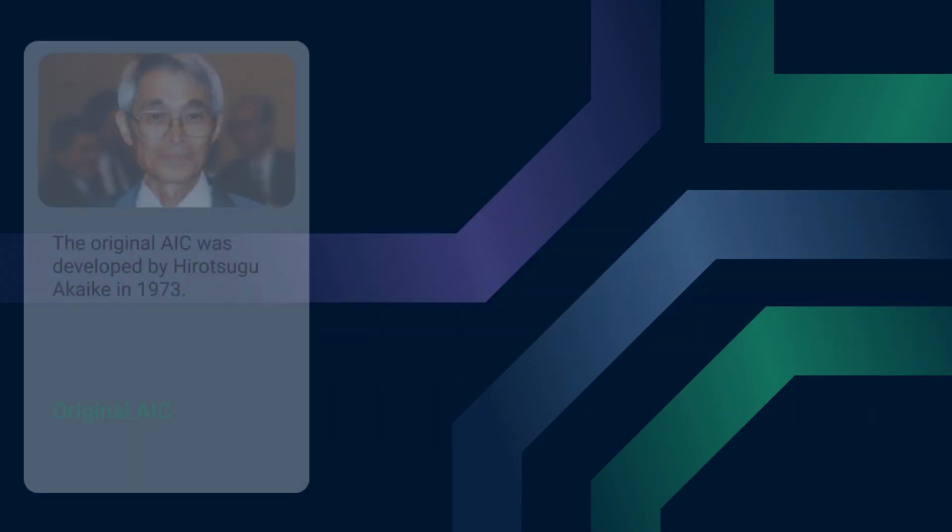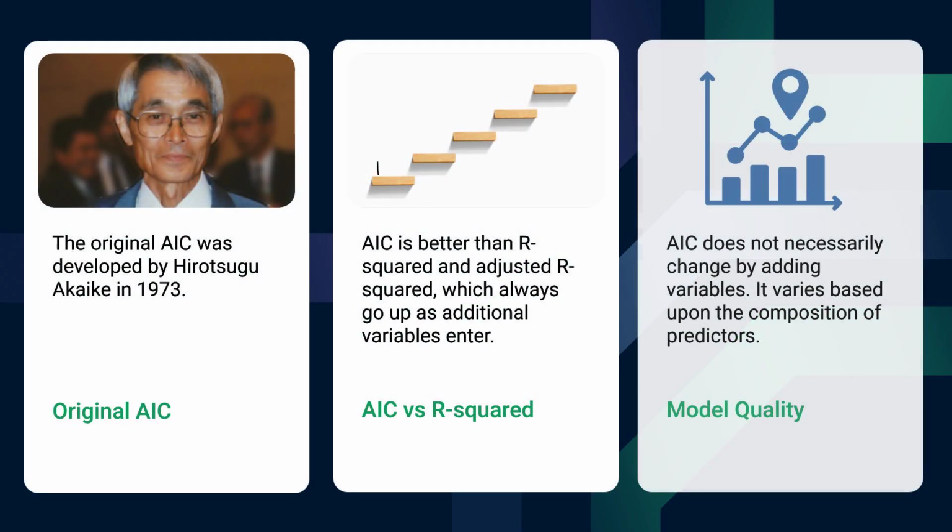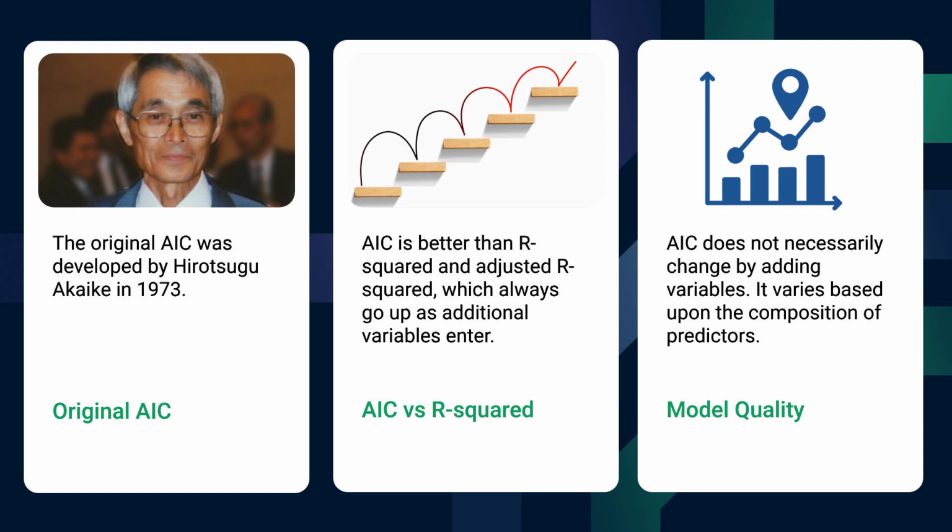The original AIC, developed by Hirotsugu Akaike in 1973, takes the number of parameters and the likelihood function of the estimated parameters into account for measuring model complexity. AIC is better than R-squared and adjusted R-squared, which always go up as additional variables enter the model. Put bluntly, the R-squared approach favors complexity. In contrast, AIC does not necessarily change by adding variables.